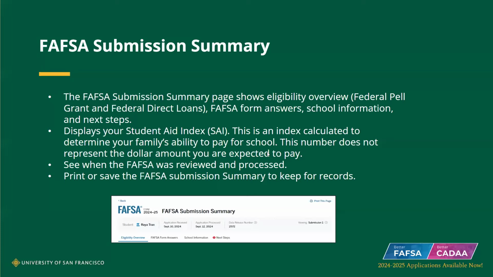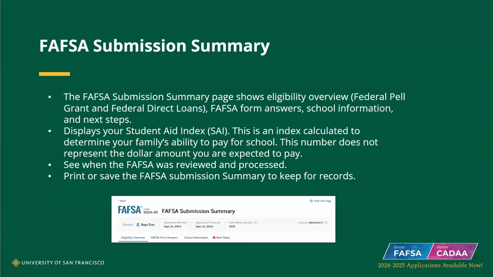It also displays your student aid index. That's the index that's calculated to determine your family's ability to pay for school. I know some students say, well, my student aid index says that I don't have any money to pay for school. I just want to make sure that you all understand, it doesn't determine how much school costs for the college that you choose to go to. So that zero doesn't mean that when you attend USF that you will pay $0.